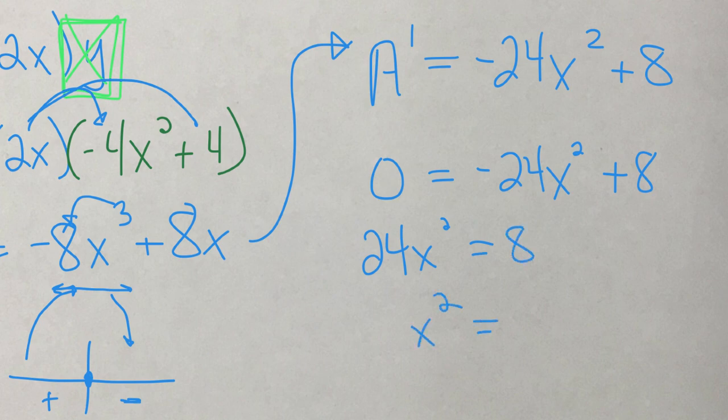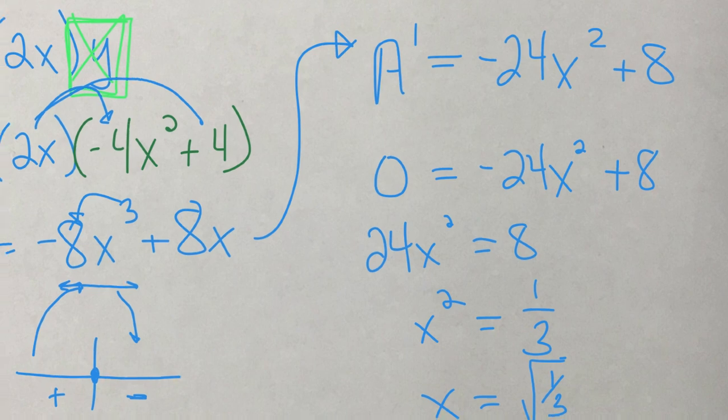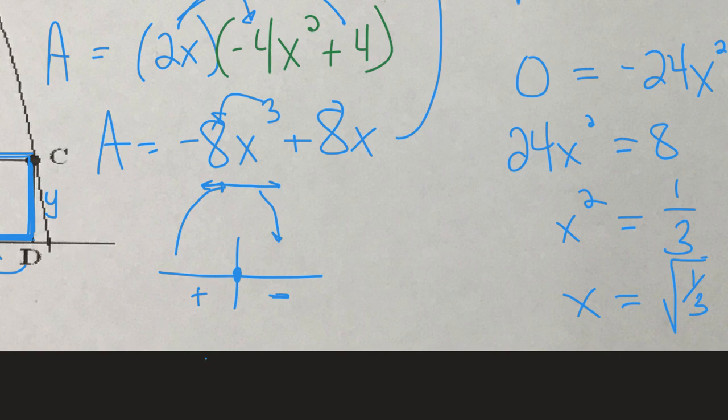Hopefully solving this is not a problem for all of you amazing brainiacs. x squared equals 1/3, when you divide both sides by 24. And then taking the square root, we get root of 1/3. I'm sure there's lots of ways that you could simplify that with rationalizations, but let's just go ahead and leave it alone. It really doesn't make that big of a difference. So the x value is root 1/3. Let's verify that that's going to give us our maximum.